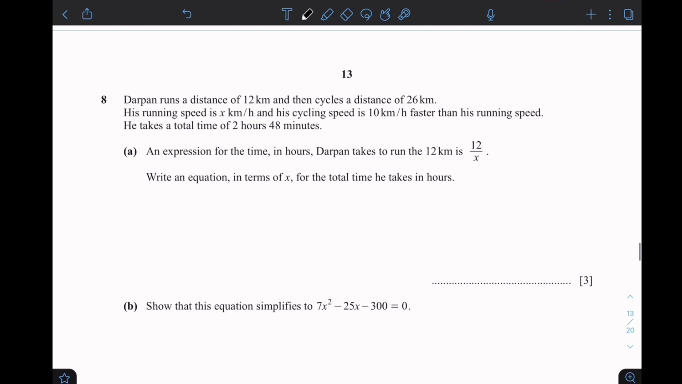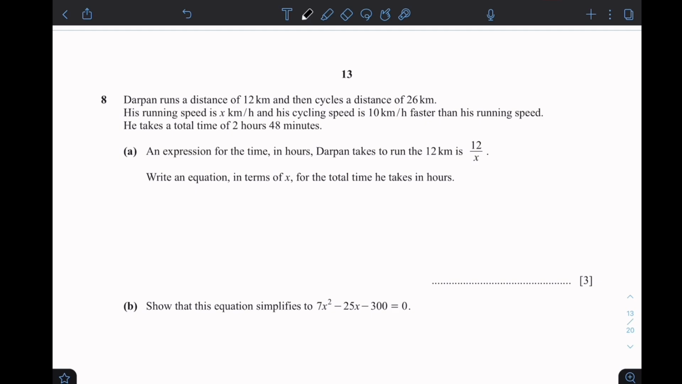$32.23. Okay. Now next question. Darpin runs a distance of 12 kilometers, then cycles a distance of 26 kilometers. His running speed is 6x kilometers per hour, and his cycling speed is 10 kilometers per hour faster than his running speed. He takes a total time of 2 hours and 48 minutes.